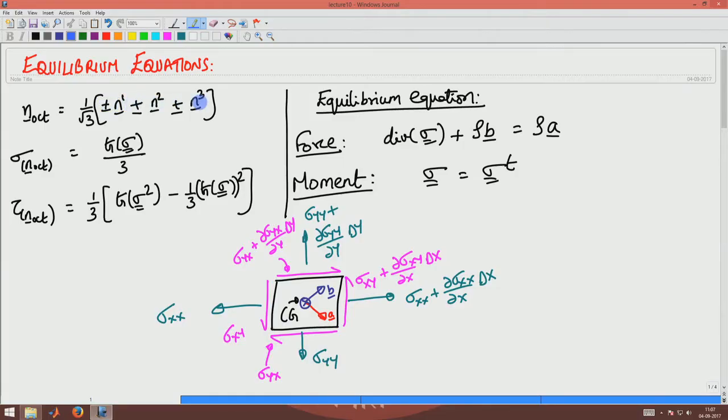Welcome to the 10th lecture in mechanics of materials. In the last lecture we saw what an octahedral plane is. It was a plane that makes equal angle with the principal directions of the stress tensor. If n1, n2, n3 are the principal directions of the stress tensor, then the normal to the octahedral plane is given by 1 by root 3 (n1 plus n2 plus n3).